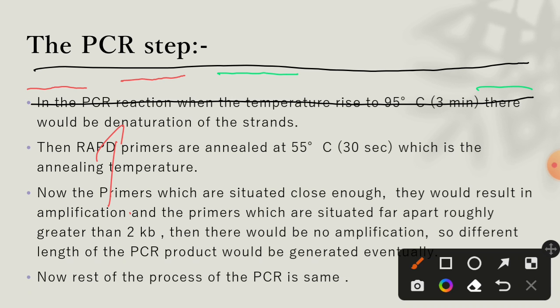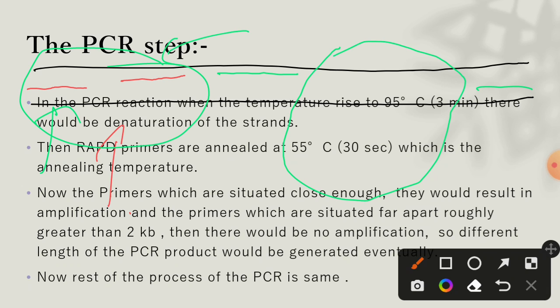Now in case of the first one, amplification will occur, because as you can see the forward primer and the reverse primer are closely attached, right? But here there is a significant difference between the forward primer and reverse primer. Under such circumstances there can be a chance that the amplification or the extension will not occur, especially when the difference between two primers is more than 2 kb.